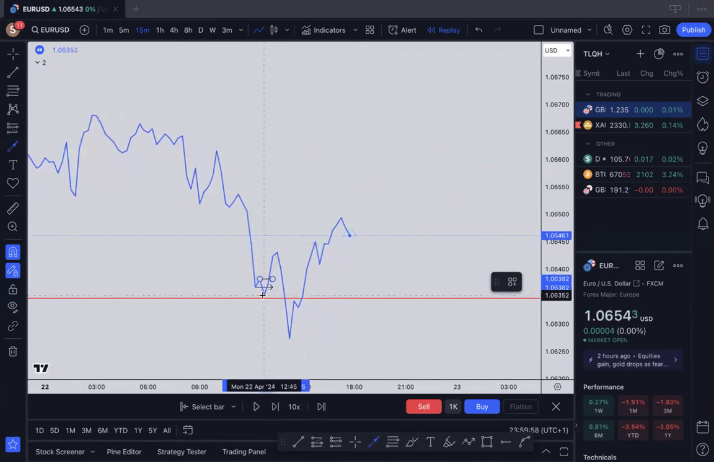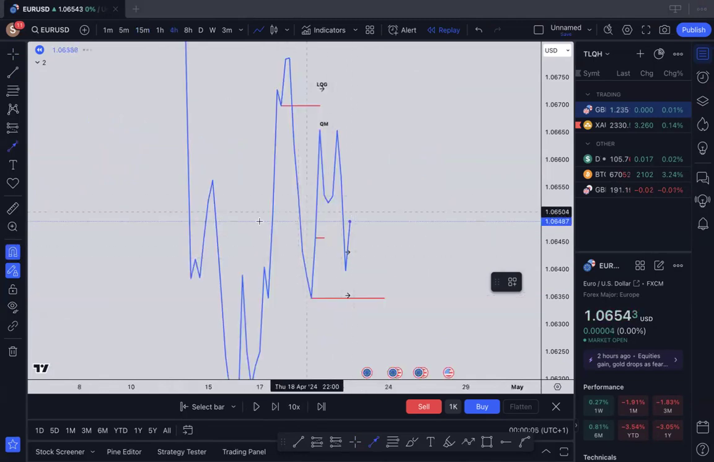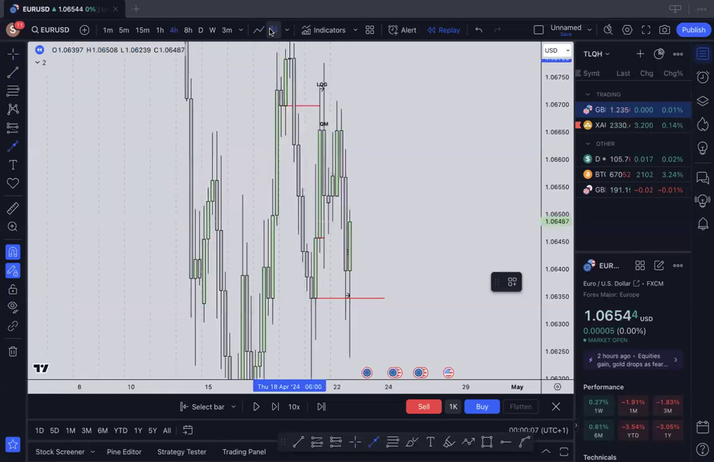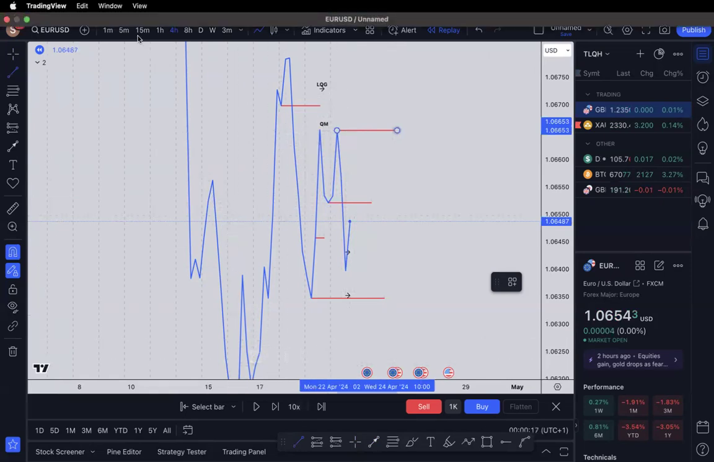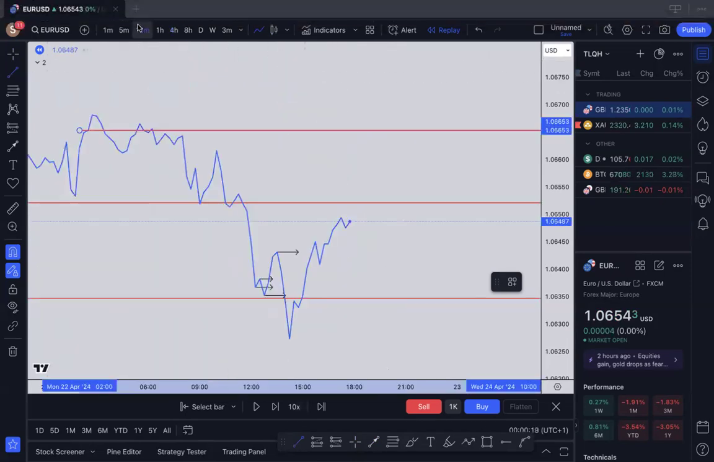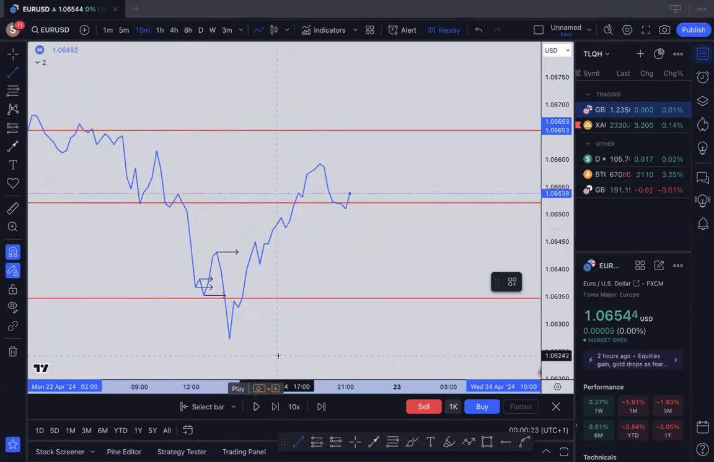Now that we've had this one here, this is a little bit of a better one. You can see that we should hopefully now go up to the next H4 level, which in my opinion, if we go down to here, is either this one or this one up here. So now we'll just be on the 15-minute, waiting for that all important QM. So we get this QM here.